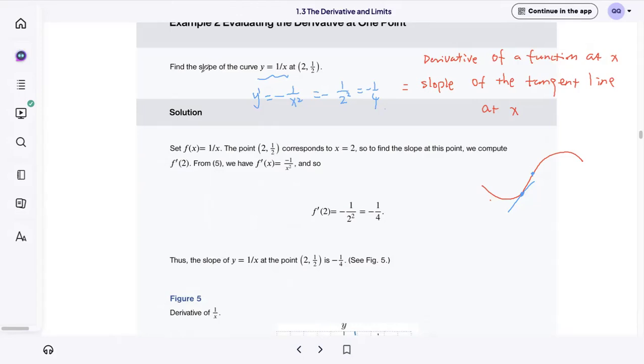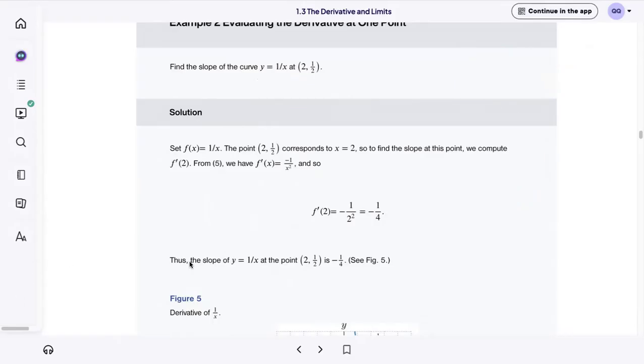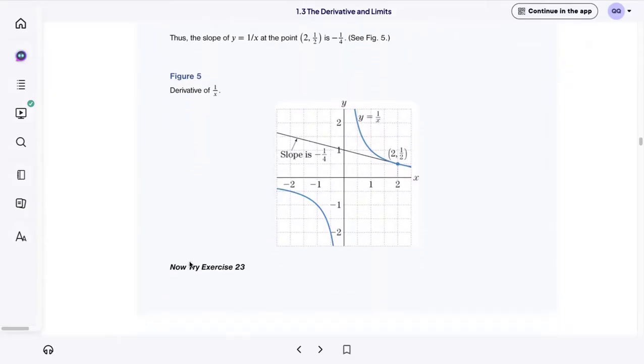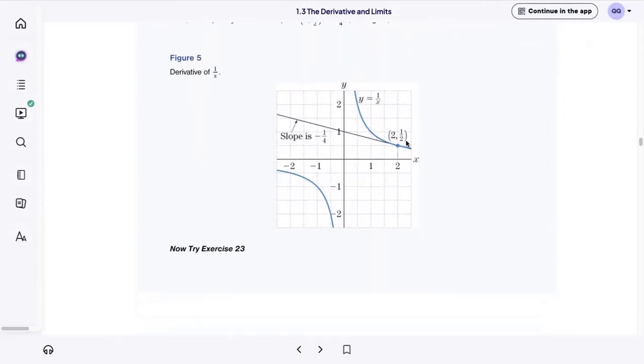But usually we don't call it the slope of the curve. We just say the derivative of this curve at x equals 2, or at this point. So that's the graph showing, right? At x value equals 2, what is the rate of change at this point? Imagine a person walking from left to right. How fast is this person walking at this point?